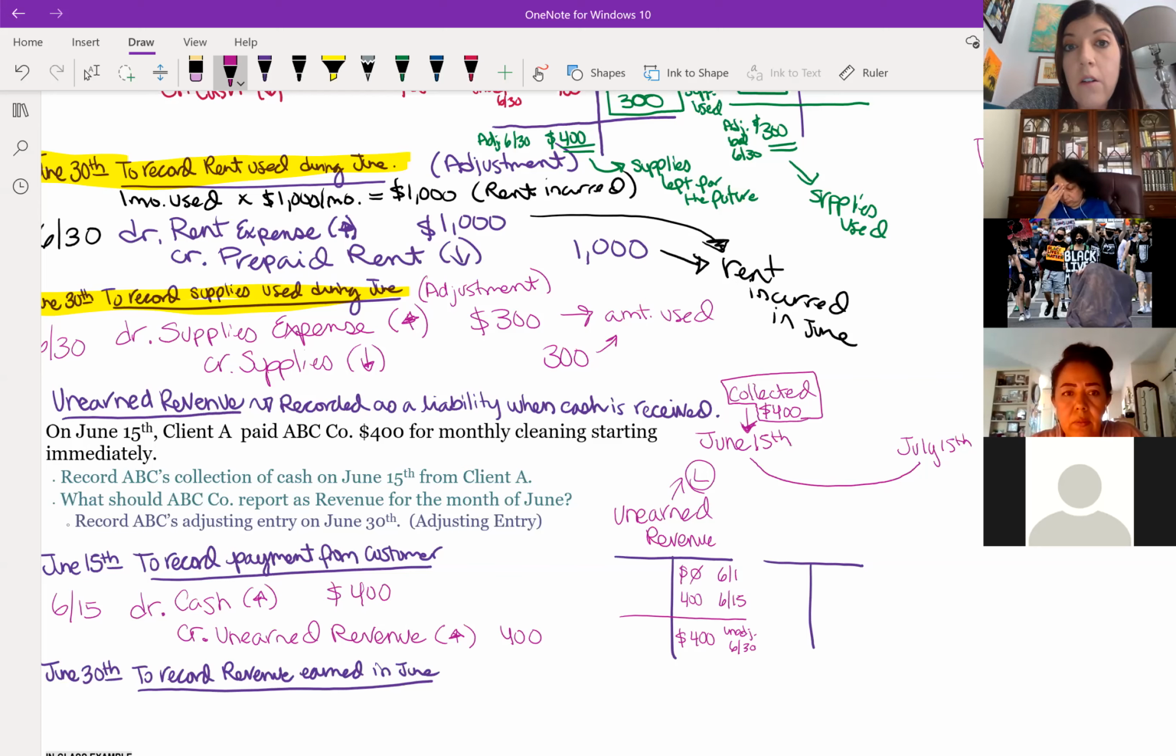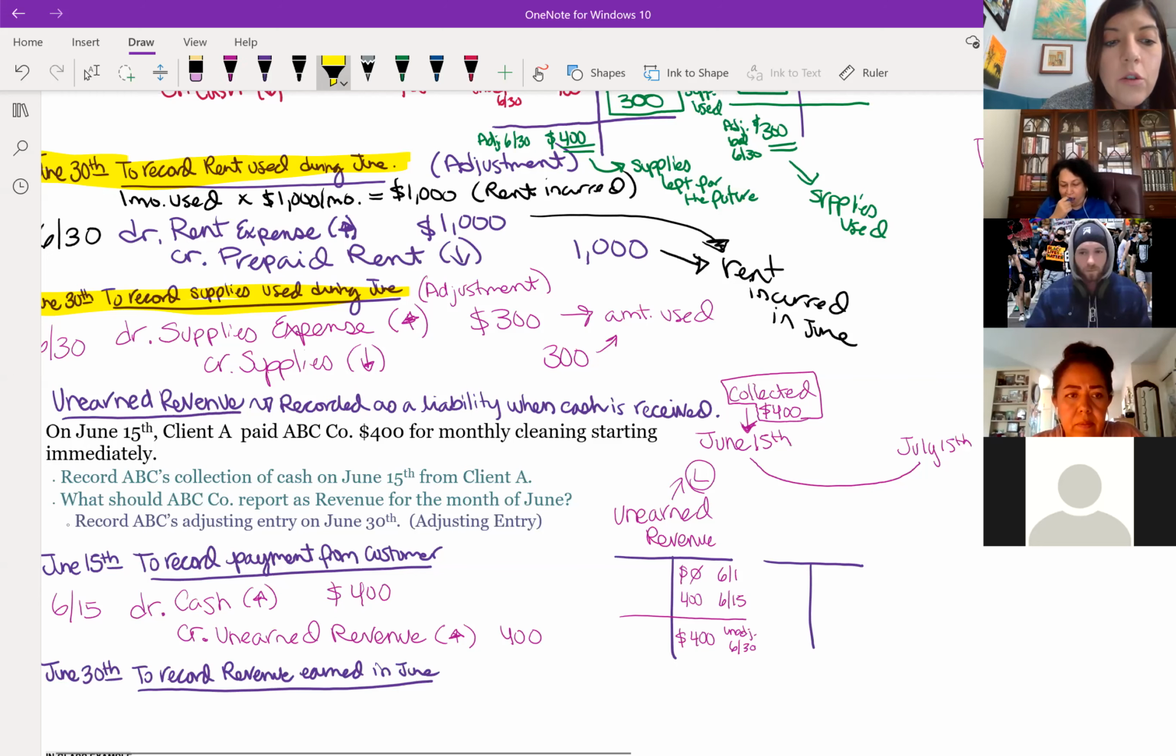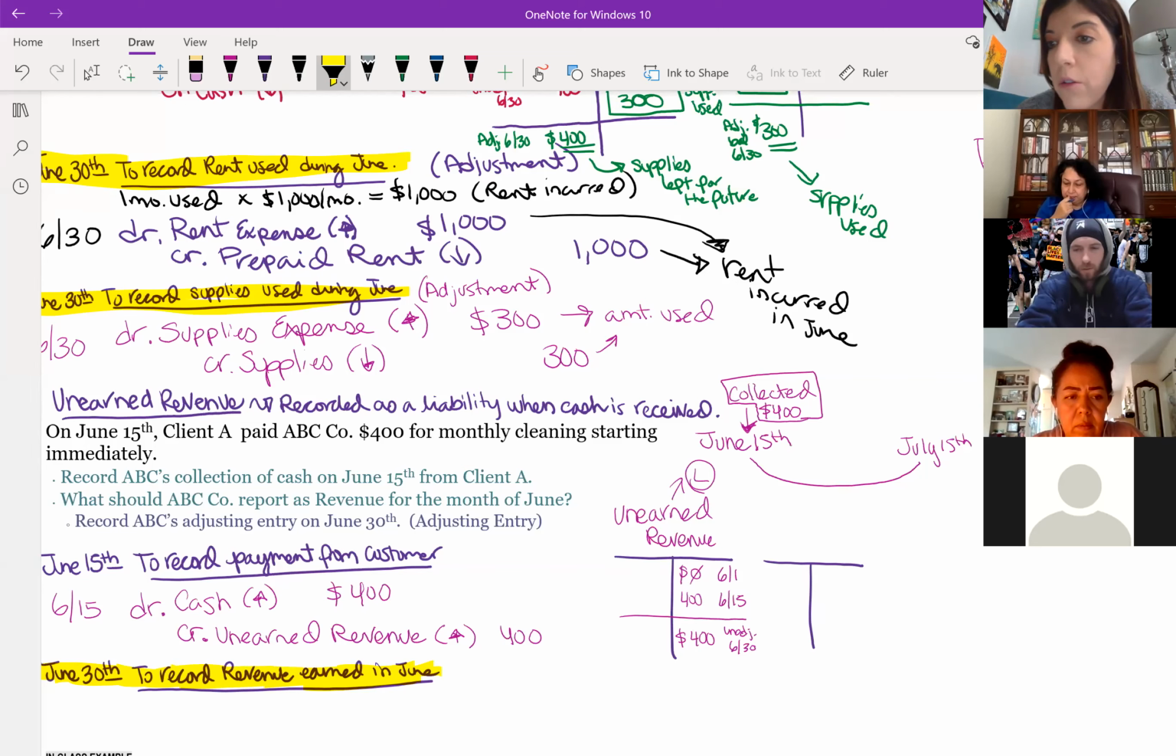With things like unearned revenue, obviously we're performing that service for them, but we're not going in and adjusting this account daily. We're recognizing daily amounts of revenue. Not worth our time. So as of June 30th, we need to adjust for some revenue that's been earned. As of June 30th, have we earned $400 worth of revenue? We don't know.